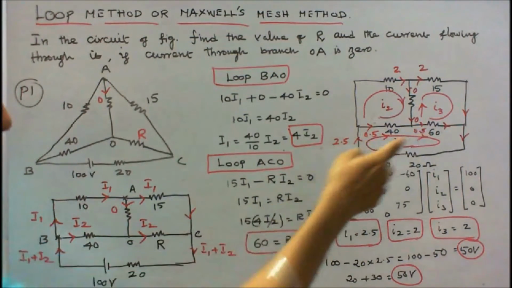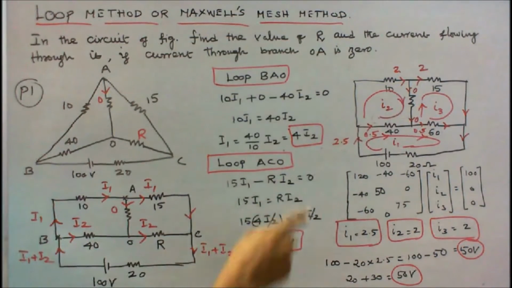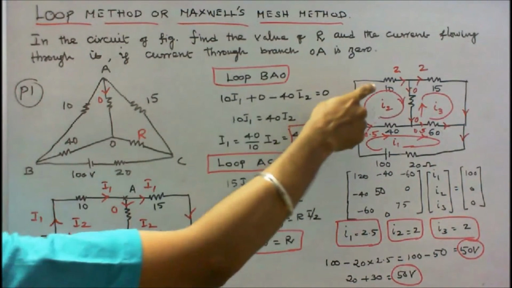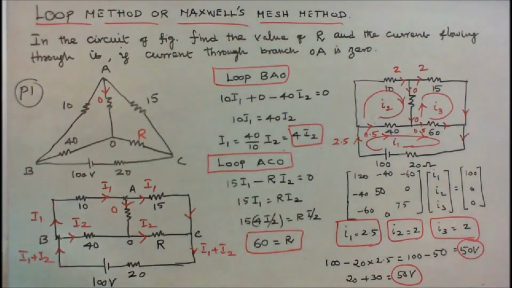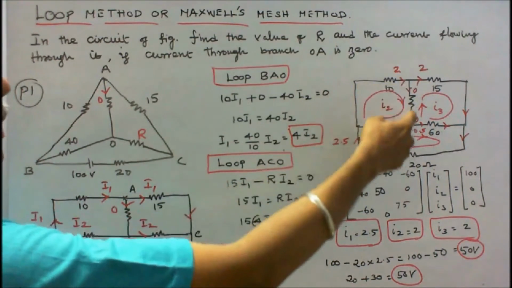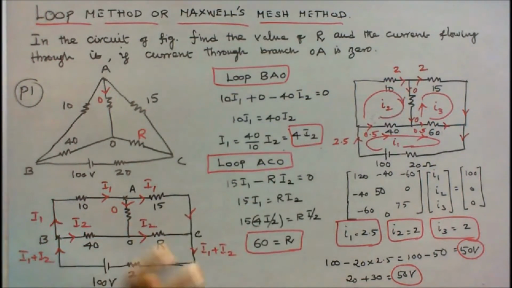Now the current flowing through the 60 ohm resistor is 0.5. Here this is 2.5, I1 is equal to 2.5. Here this current is 2 amps. This current is 2 amps. Current towards this point is 2, leaving the junction is 2. Therefore current flowing through AO is equal to 0.